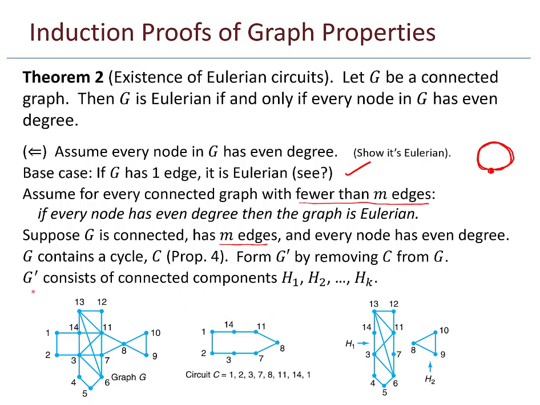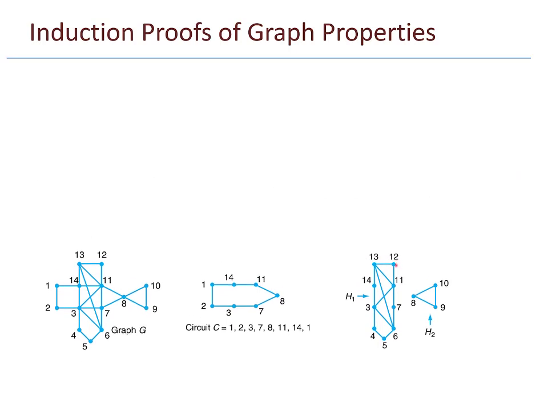Now, G prime will consist of connected components H1, H2, on and on, up through HK. And I don't know how many different connected components I'll have. It might be one, or it might be several. But now what's important is that each of these connected components is a smaller graph. It has fewer edges. So I can use induction, and I can apply my induction hypothesis.